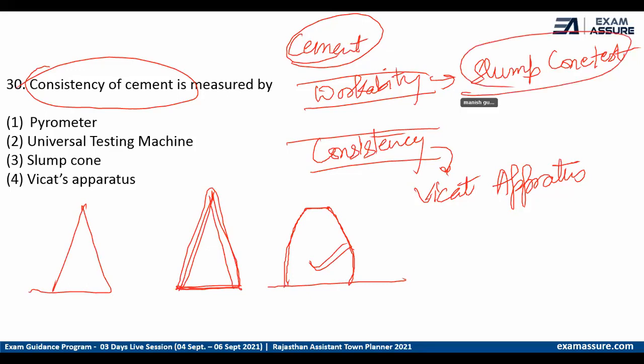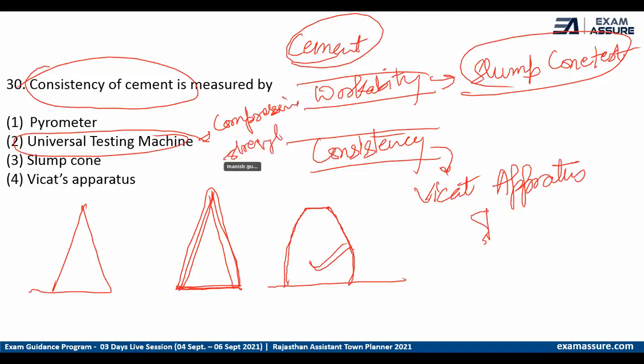For consistency, the Vicat apparatus is the apparatus that shows how the cement, after mixing with water, could be used on site. The universal testing machine tests the compressive strength. These three major things are related to construction. Next.